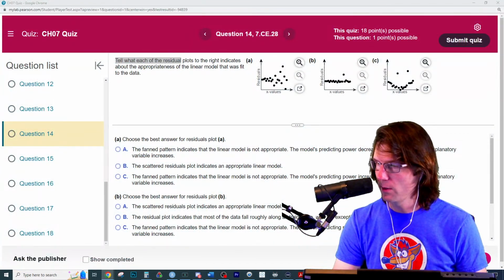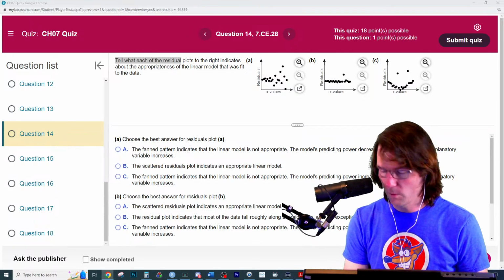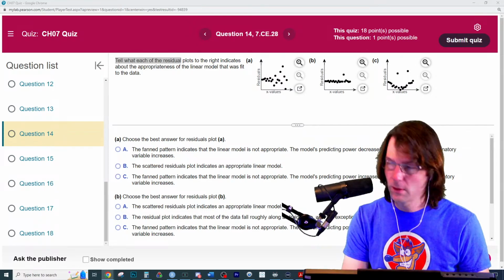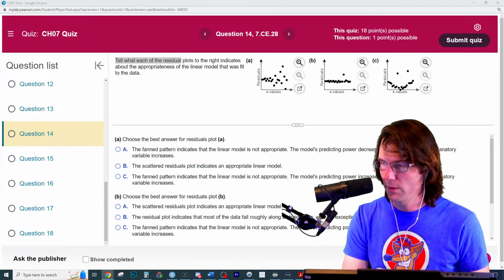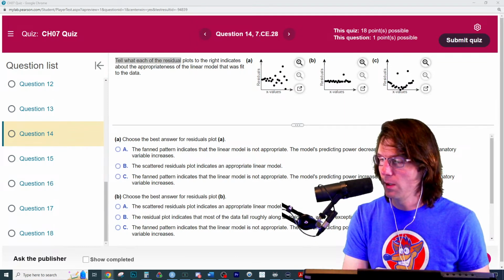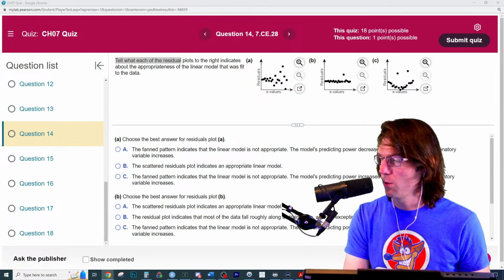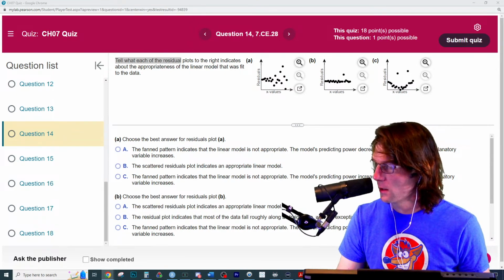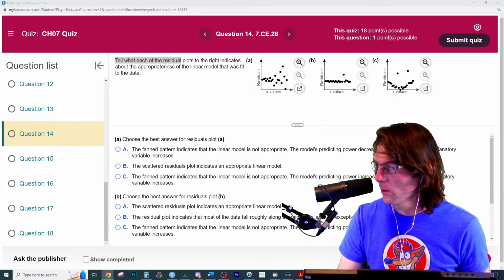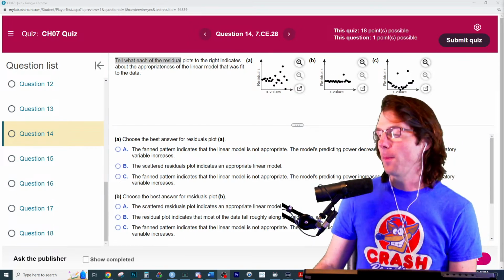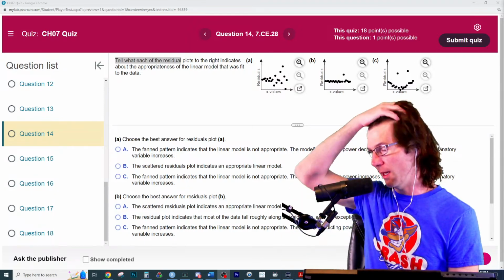So this is that 107 53 Stat Tool 1 Chapter 7 quiz. Tell what of the residual plots. And then Jesse said analysis of there. Okay, cool. We got that one. Thank you, Jesse. Okay. So what is a residual plot?